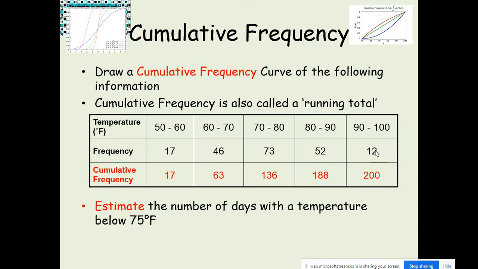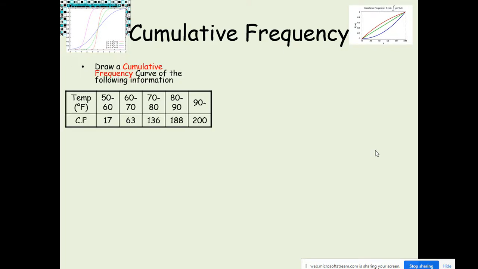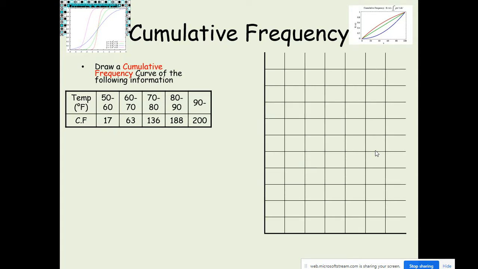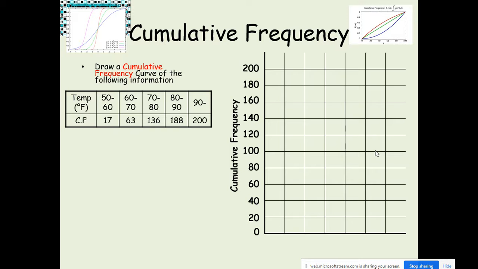Now, a question might arise where they might say, estimate the number of days with a temperature below 75 degrees. Anytime you get a question like this, you need to draw a cumulative frequency curve from the data in the table. So this is our table now, temperature against not frequency but cumulative frequency. This is our graph. Always the y-axis will be our cumulative frequency, and the x-axis will be our temperature.